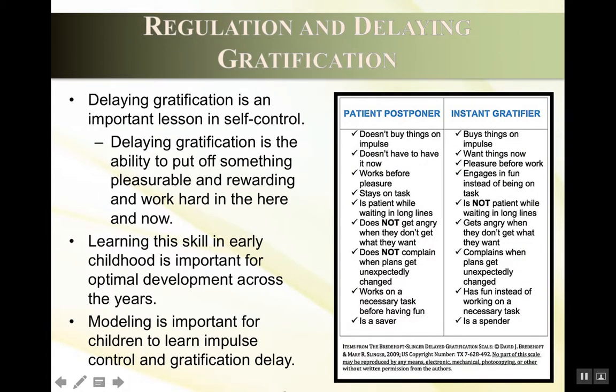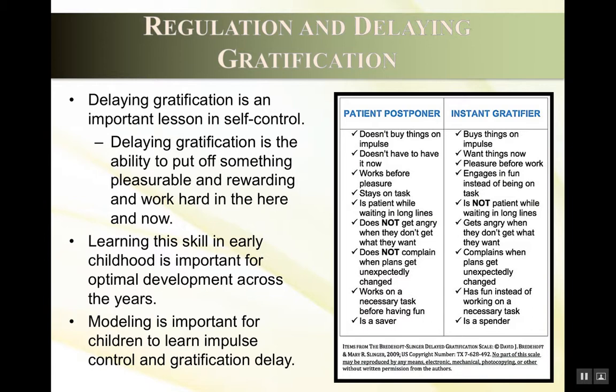So, regulation and delaying gratification. Delaying gratification is an important lesson in self control. It's the ability to put off something that's rewarding or pleasurable in favor of hard work in the here and now. It's doing something now and not doing something that you want to do. So, learning this skill is important and optimal for the rest of development. Now, modeling is important for children to learn impulse control and gratification delay. So, if they see their parents doing certain things, they pick up on those behaviors. However, if they have a model that's showing them how to do something else, then they're going to follow that.